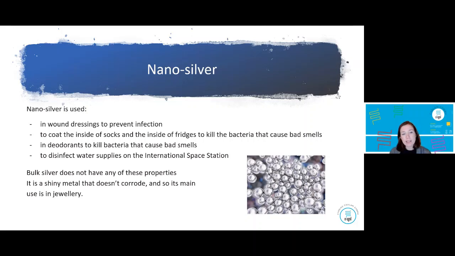Bulk silver, as I've mentioned, does not have any of these properties. It is a shiny metal, it doesn't corrode, it's mainly used in jewellery, okay? But you will need to know the use for nanosilver particles.